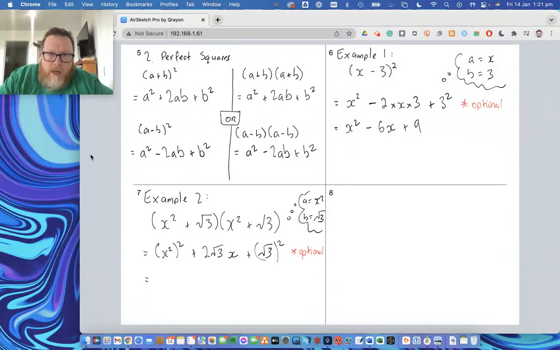So x squared squared, you might remember from your index laws that you just multiply those 2 indices together to get x to the power of 4, or you might just use your logic, x squared times x squared must be x to the power of 4.